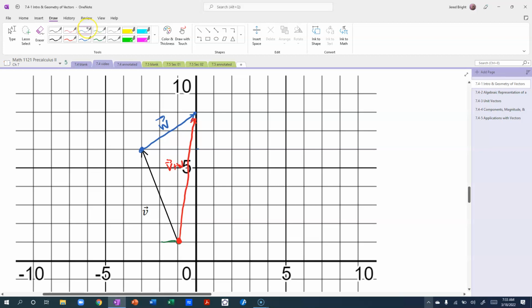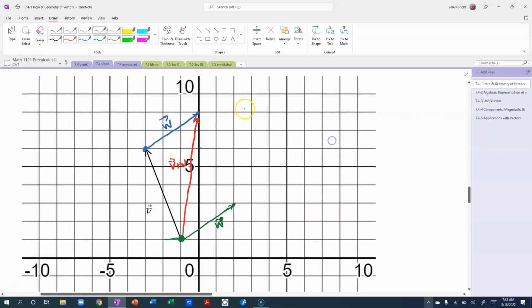Now, there's another way to do this. You could also place w with the same initial point as v. So I'm going to do that in green. So we would just place, from the initial point of v, we would go 3 units to the right, 2 units up. Okay, great. There's another w. And then what you can do is find this same red vector. So you imagine kind of doing the math in reverse.